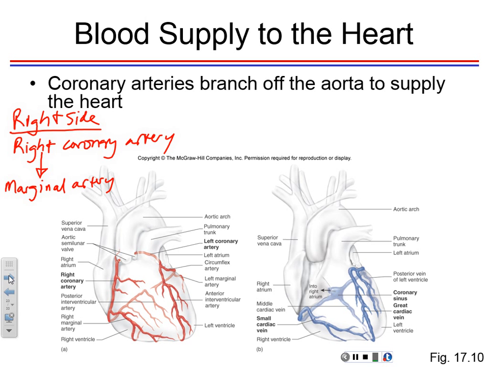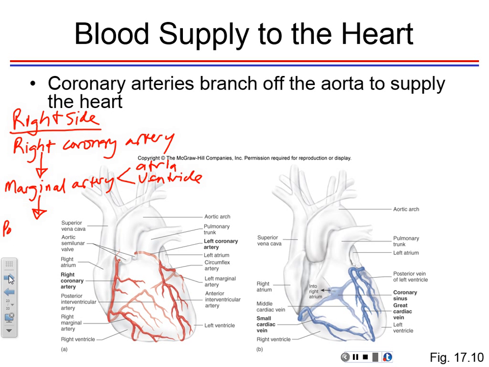Goes through the marginal artery, and it's going to supply the atria and the ventricles. Okay? And then blood is going to proceed through the anterior, okay? And posterior. On the right side is the posterior, right?